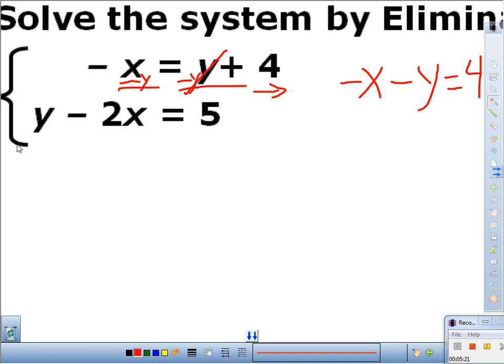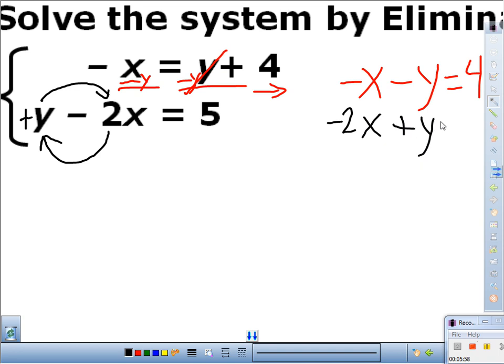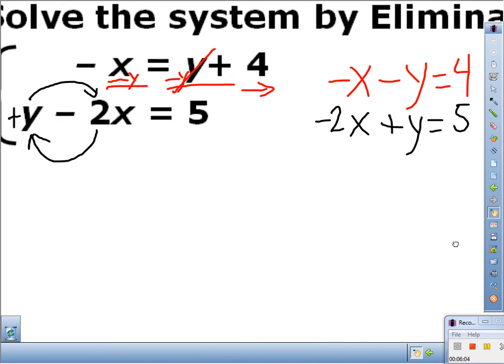Leslie R., is this one in standard form? You said no, we have to move the what? The x to here and the y to here. So what is the symbol here for the y? A plus, so make sure you move that together with that. So our standard form is what, everyone? Negative 2x plus y equals 5. So that's the first thing that needs to happen.